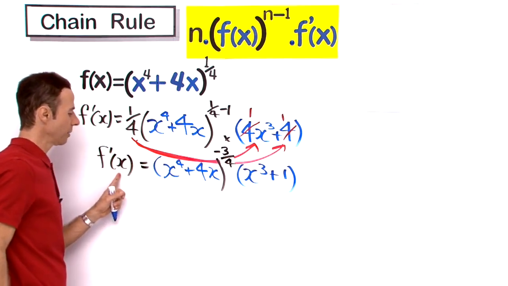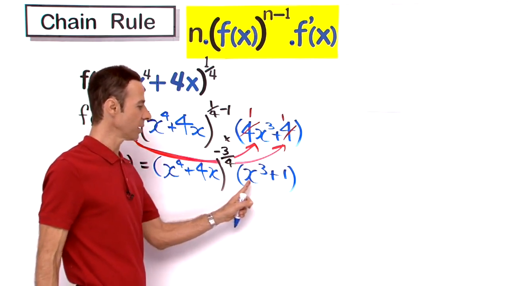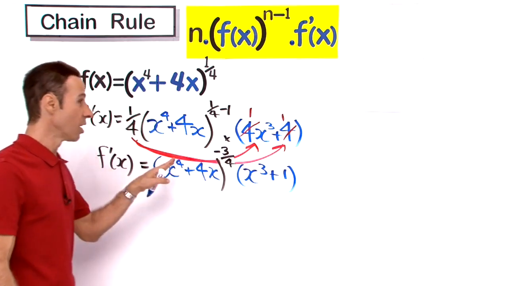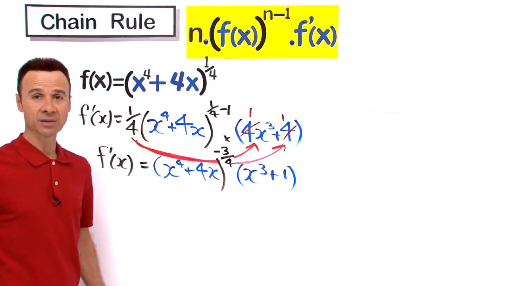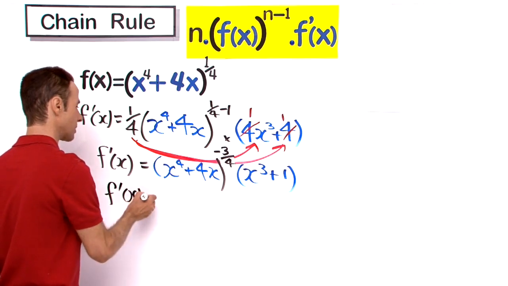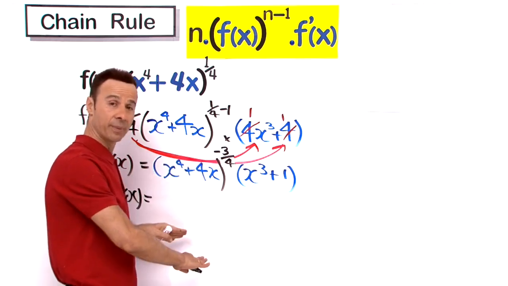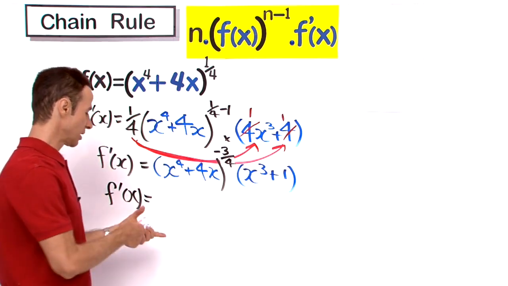All right, f prime x equals x to the power 4 plus 4x, multiplied by x cubed plus 1, and don't forget the -3/4 there. Now we're going to write this up in a way that looks a lot more precise and nice. So let's write it down as a fraction. That also equals, well, that's -3/4, so that'll go in the denominator, and that's a positive 1, so that's going to go up the top.